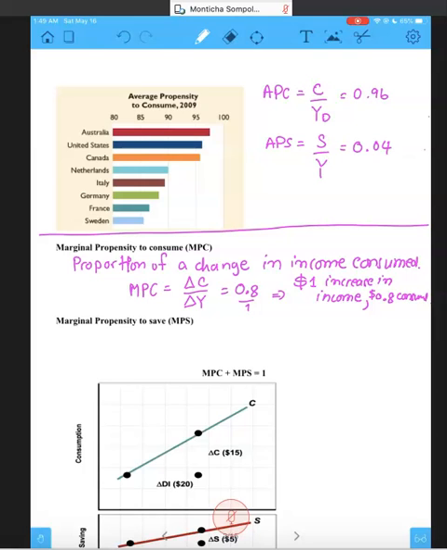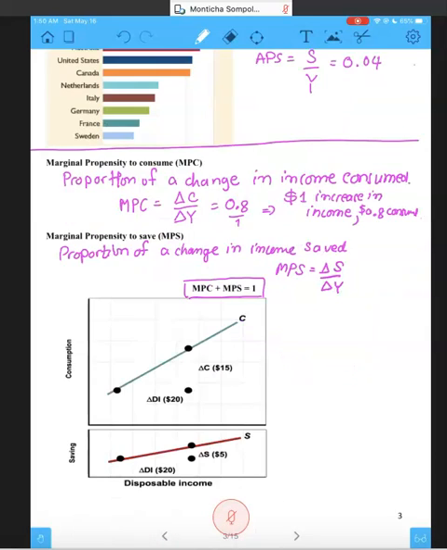Marginal propensity to save, very similar. This is the proportion of a change in income saved, right? How much would you save when you have an extra dollar? MPS is change in S over change in Y, right? And MPS plus MPC equals 1, because for every extra dollar earned, you cannot add them up to more than 1, right?